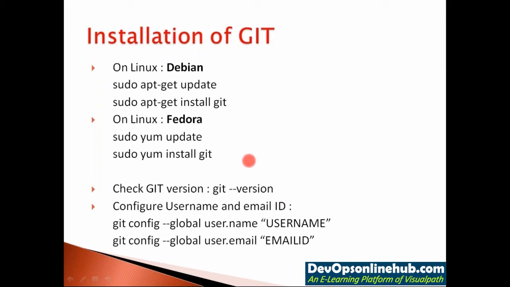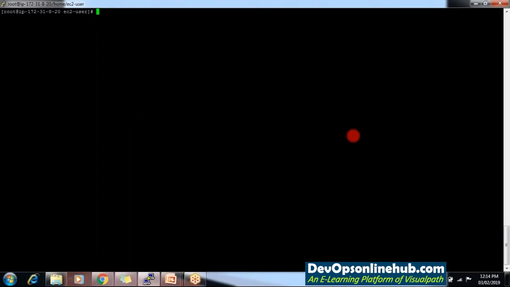I have my CentOS machine, so I have followed these two steps and Git is already installed on my system. So this is my Linux machine. Give me one minute. I will increase the font.